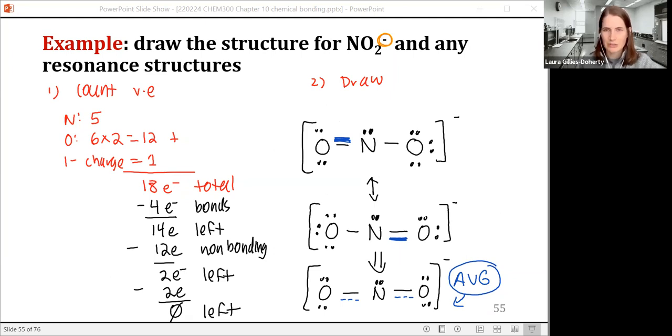It's common to have resonance structures when you do that because it's just as easy to move electrons from, say, the leftmost oxygen to make a double bond with nitrogen as it is from the rightmost oxygen. So when you see that situation where you're moving electrons from lone pairs to make double bonds around the central atom, check for resonance. That's a common situation when there can be resonance.